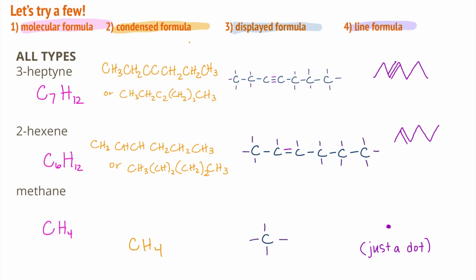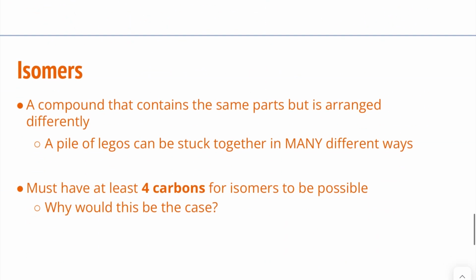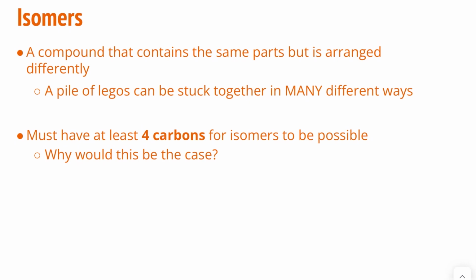Reach out if you have any questions on those. And then we are going to just talk about a few more things. Isomers are compounds that contain the same parts but are arranged differently. So kind of like a pile of Legos can be stuck together in different ways.